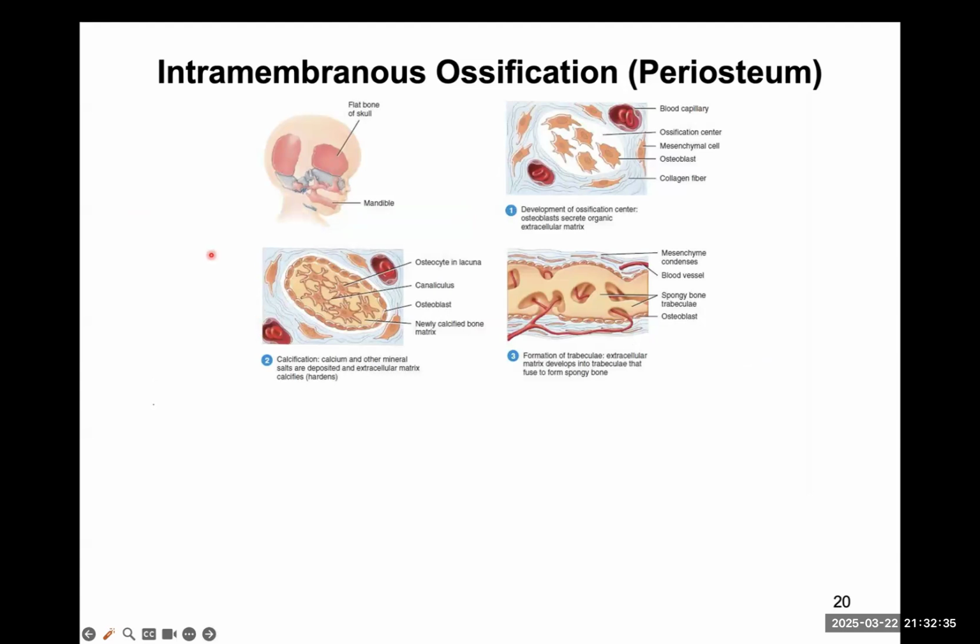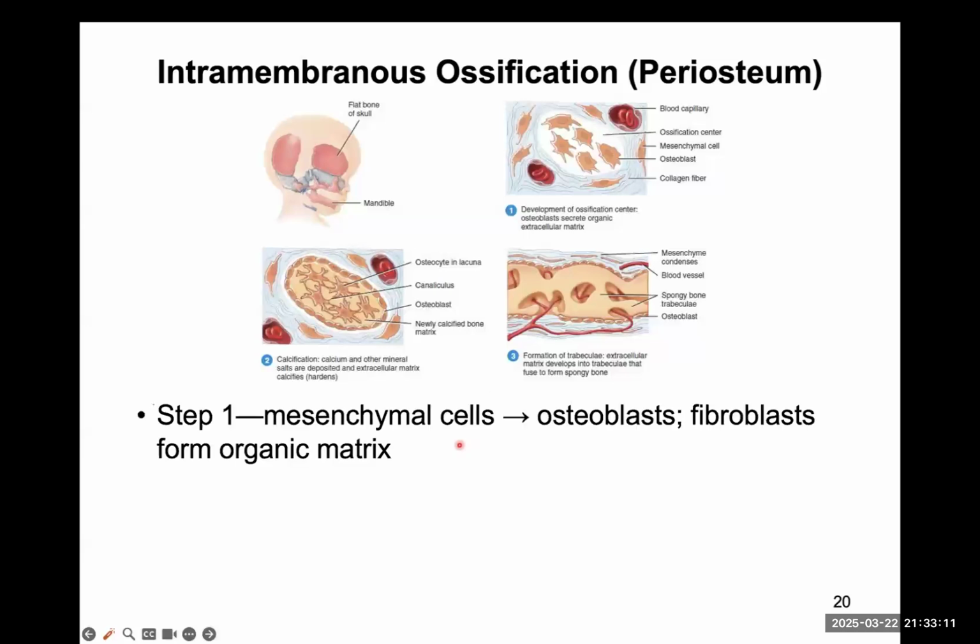Okay, so this is showing the ossification of the bones, intramembranous ossification. This is what I was trying to say. So what's happening here is the development of an ossification center happens, and osteoblasts start to secrete the matrix, and calcium and other mineral salts are deposited, and it keeps growing until it reaches the end of the membrane, and then the blood vessels go in. So this is what I was talking about in the last slide.